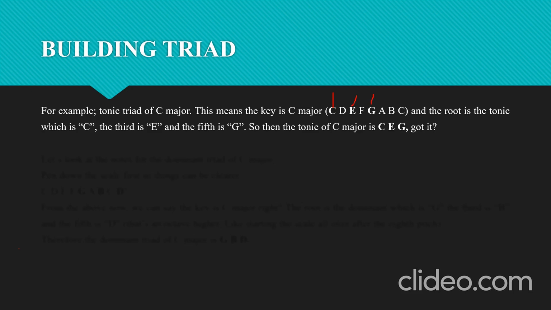Why did we start from C? Because the question says tonic triad of C. The scale is C major. The triad starts from the tonic note. That means the root should be the tonic of the scale of C. Then from there, you pick your third and your fifth. Very simple to understand. Now look at this.